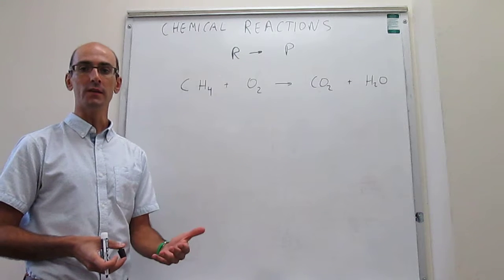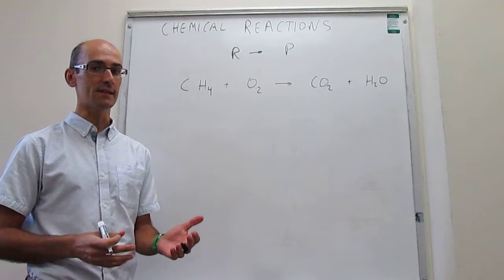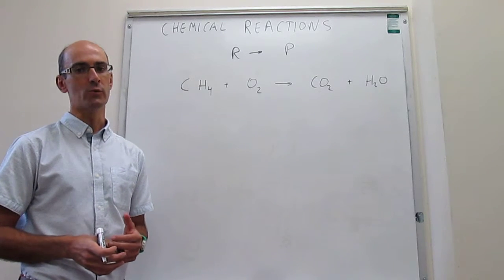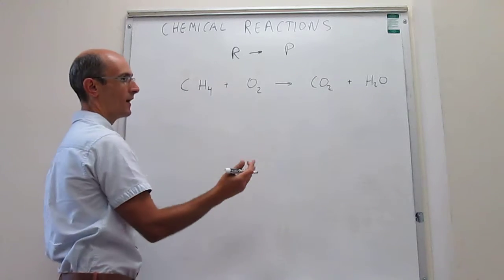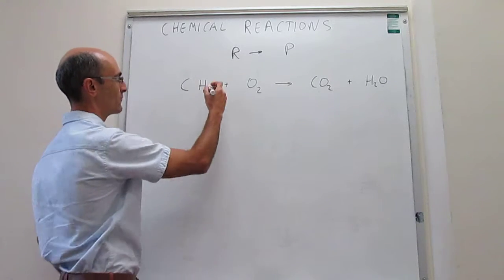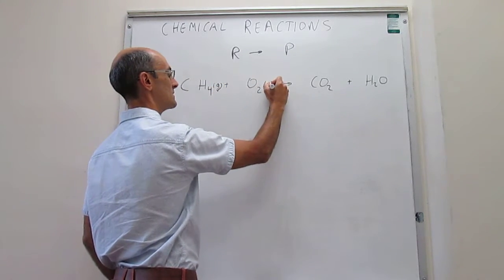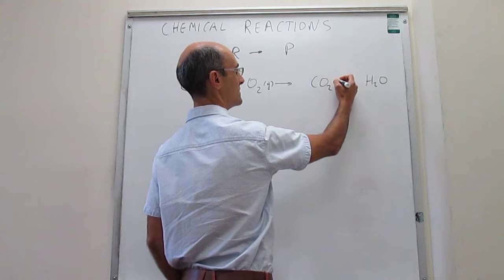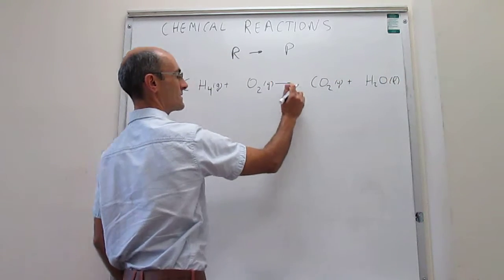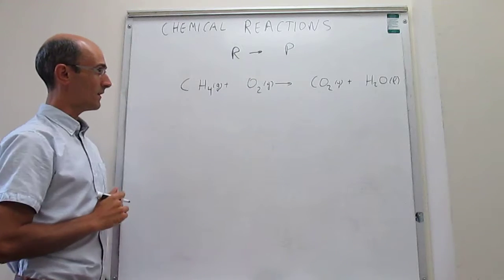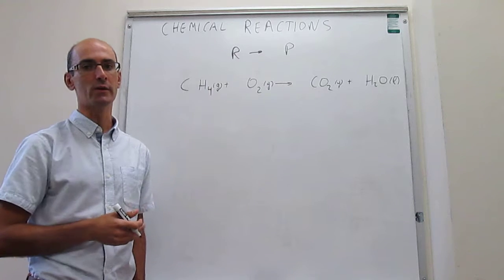Now, for the reaction to be complete, you actually also need to specify the physical states, the states of matter, of each one of the reagents and product species. So in this particular reaction, under ambient conditions of temperature and pressure, methane is a gas, oxygen is also a gas, CO2 is a gas, and water is a liquid. Again, these physical states have to be denoted for each one of the species.